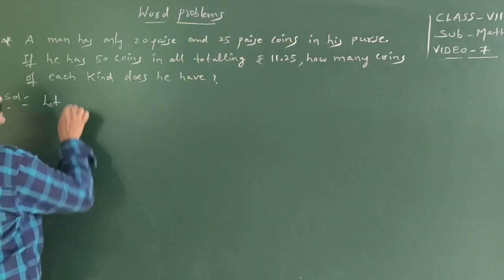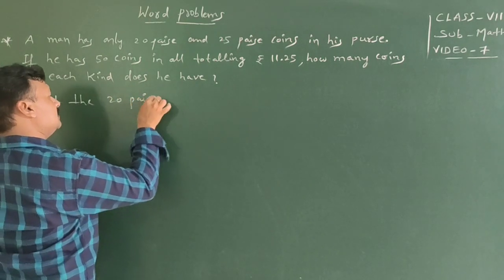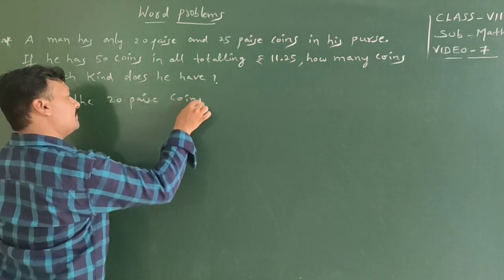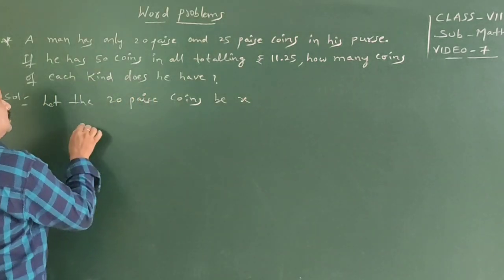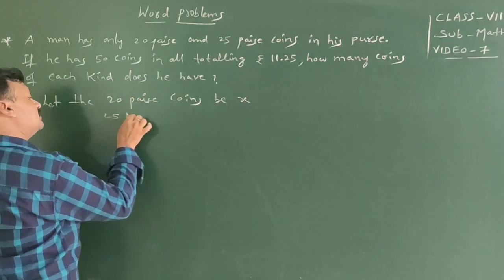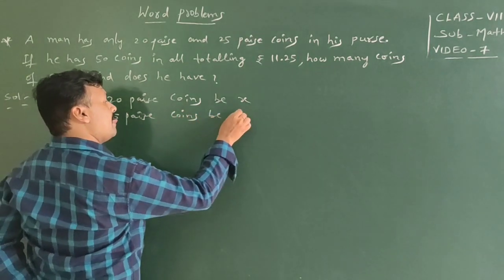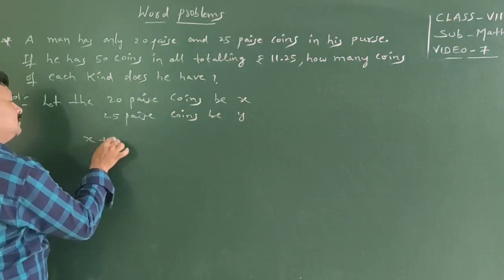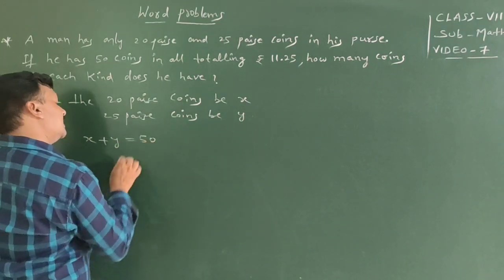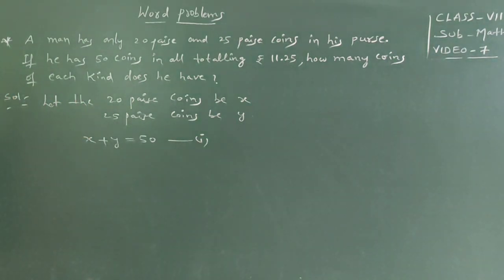Let 20 paise coins be x and the 25 paise coins be y. He has total of 50 coins. That's why x plus y equal to 50 be the first equation.